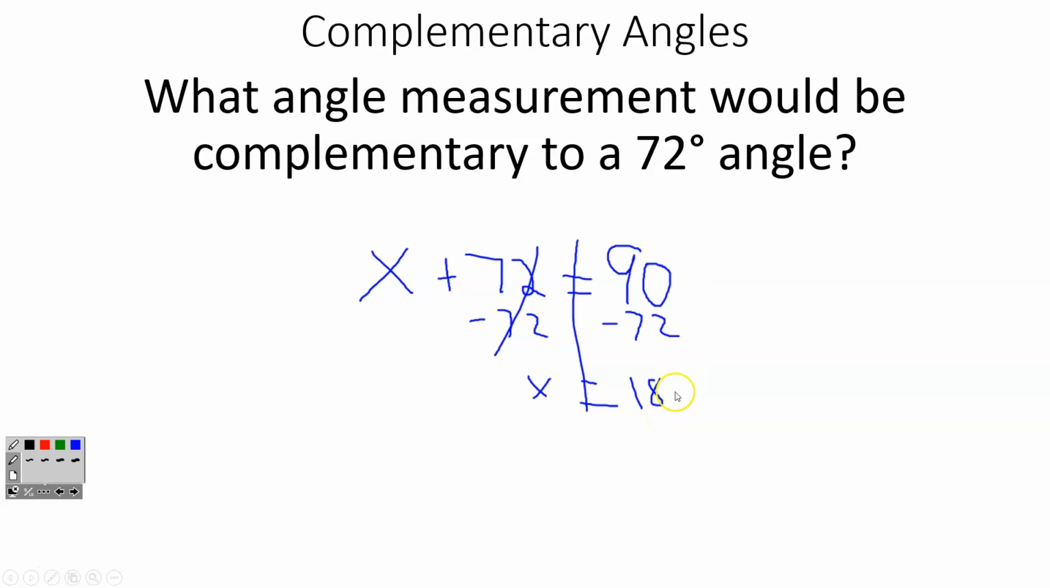So 18 degrees would be complementary to 72 degrees because when you add those together, 72 and 18, they should combine to equal 90 degrees. Okay, clap your hands if you got that one correct. Nice job. Okay, last one before your activity.